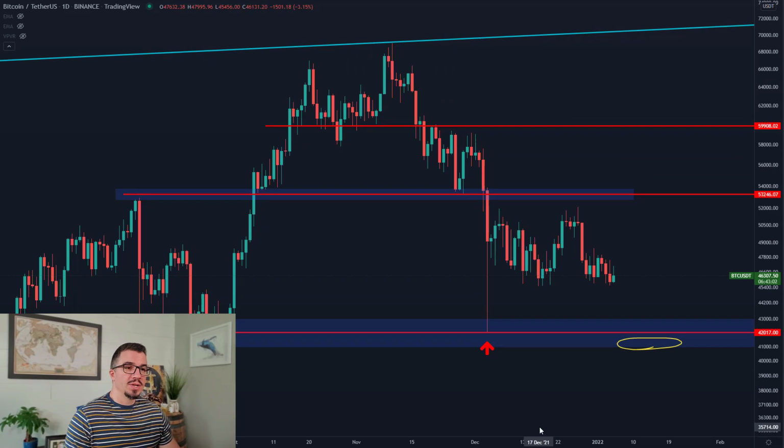So it's not just about analyzing Uniswap in a silo. You can't do that. You have to look at the entire market. Where is Bitcoin? If Bitcoin were to test $42,000, $40,000, where could that put Uniswap? And obviously that's going to put pressure on other cryptos like Uniswap.